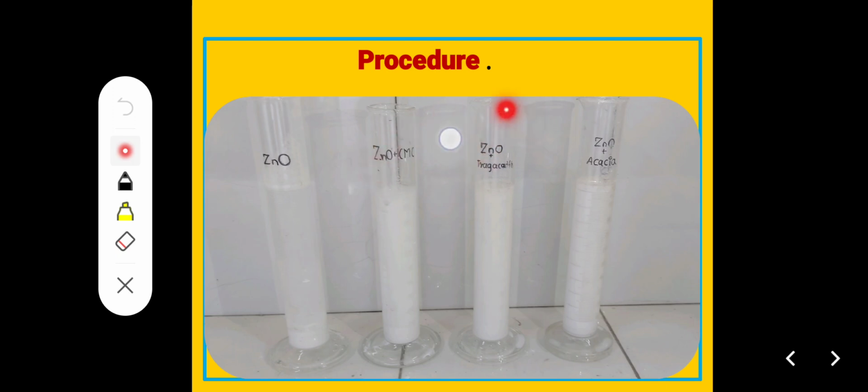Second, in our practical, to determine the sedimentation volume of different suspending agents: zinc oxide plus CMC. Take zinc oxide 5 gram plus 1 gram suspending agent CMC. Another, zinc oxide plus tragacanth. Take 5 gram of zinc oxide plus tragacanth 1 gram. Then zinc oxide plus acacia 1 gram. Adjust to the final volume. And finally, count the time at different intervals: 10, 20, 30, 40, 50 and 60 minutes, and observe the sedimentation.